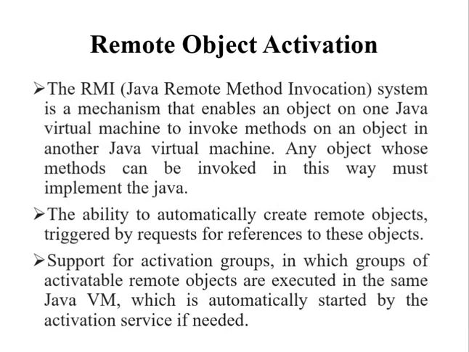RMI, that is the Java Remote Method Invocation system, is a mechanism that enables an object on one Java virtual machine to invoke a method on an object in another Java virtual machine. Any object whose method can be invoked in this way must implement the Java Remote interface.